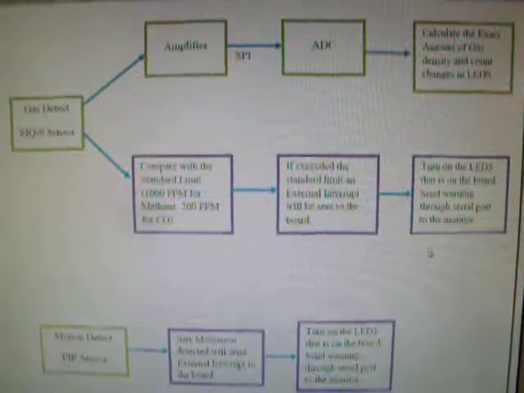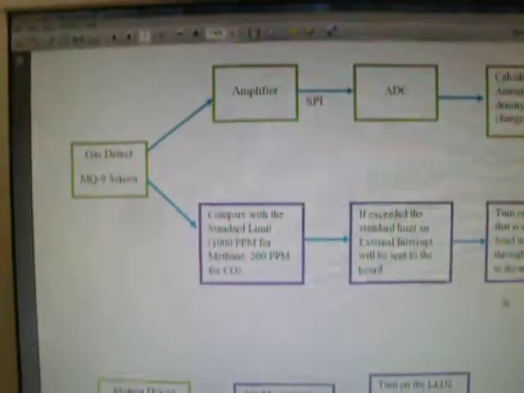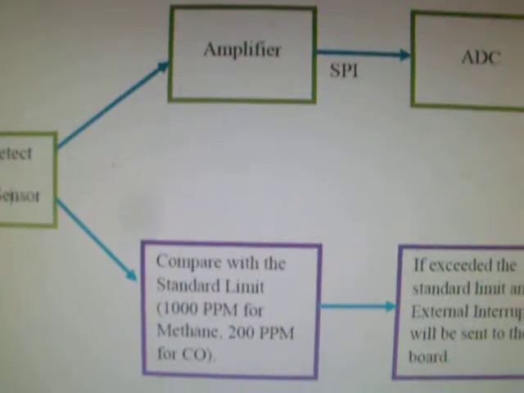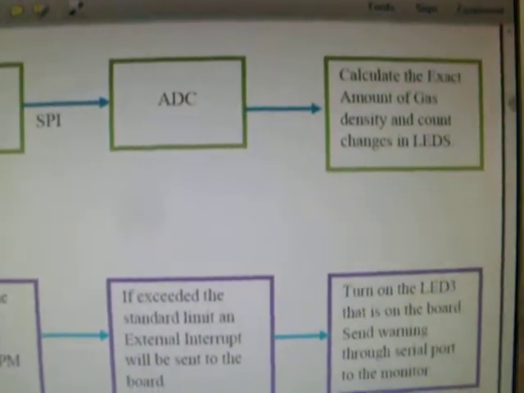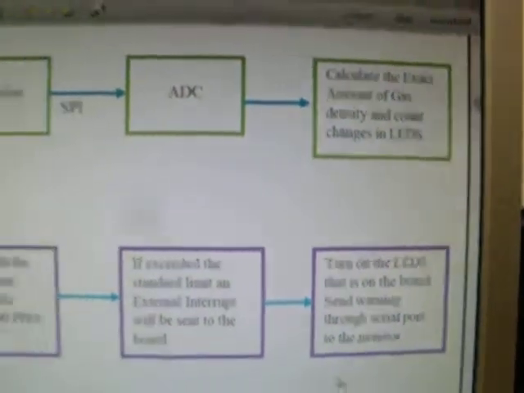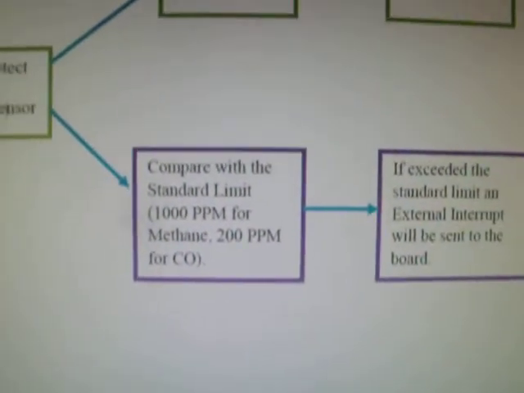As you can see, there are two different sensors. The first one is the gas detect sensor, which we implemented in two different ways. The first way, we use the amplifier and ADC part to calculate the exact amount of gas density in the room, and we use the LEDs to show the amount of the gas.